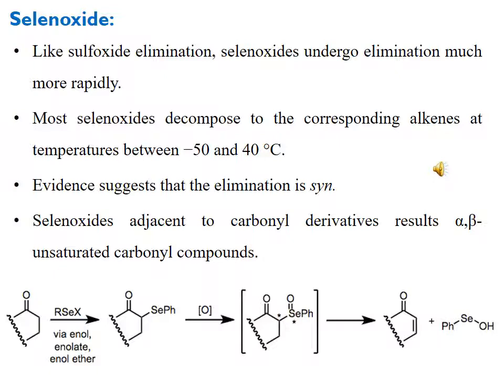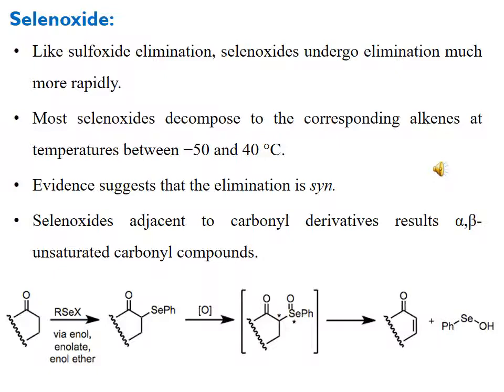About the stability of selenoxides, we see that they decompose to corresponding alkenes at a temperature between minus 50 and 40 degrees C. This decomposition follows a cyclic transition state and also an elimination step, and this elimination is known to be syn-elimination. Syn-elimination means the leaving group and the beta hydrogen are on the same side of the molecule.